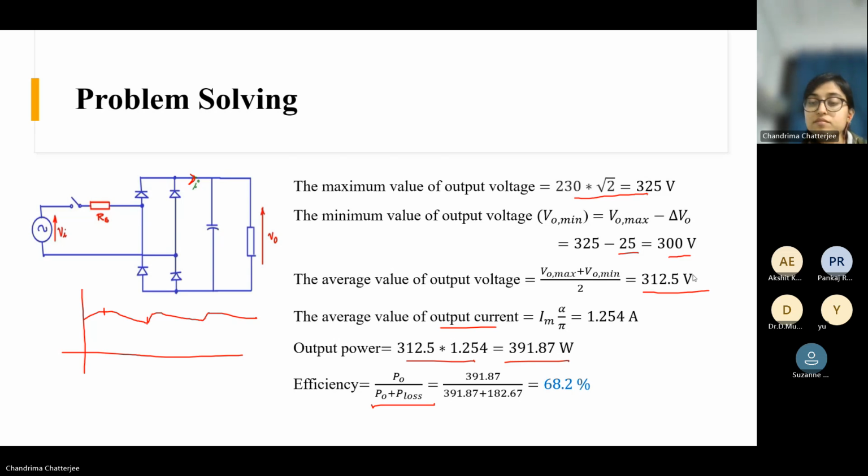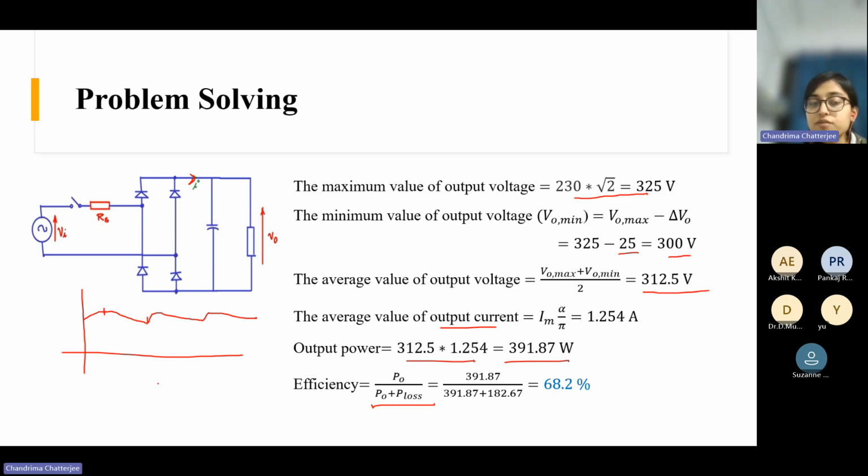Ma'am, in the circuit, what does tolerance mean? Tolerance means the range. If there is plus minus 10% tolerance given, that means from the nominal value it can be 10% higher than the nominal value, and it can also go 10% lower than the nominal value. That means the tolerance.